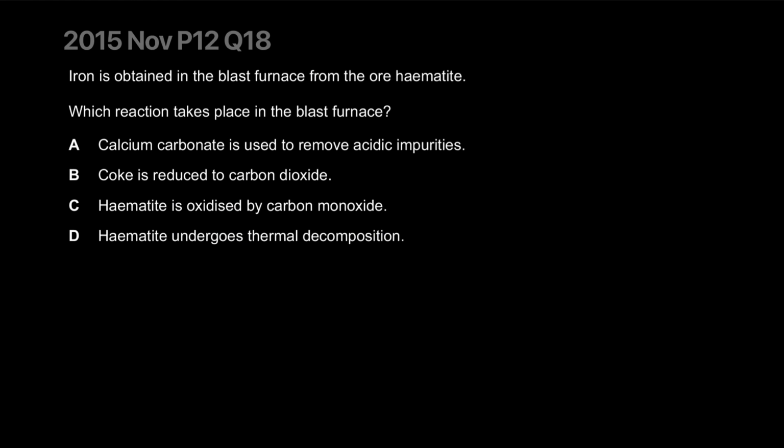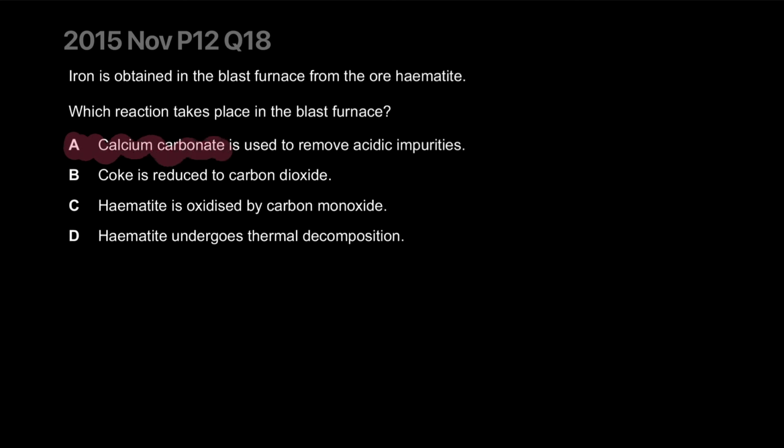Iron is obtained in the blast furnace from the ore hematite. Which reaction takes place in the blast furnace? Calcium carbonate is used to remove acidic impurities. That is true. They turn into the slag, right? Calcium carbonate is essentially added for two reasons: to produce carbon dioxide, which helps with the reduction of iron, and it will also help remove impurities by reacting with them and making them heavy so you can separate them easily, right? Okay. Coke, that is essentially the answer.